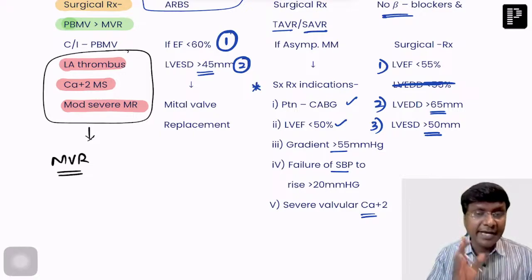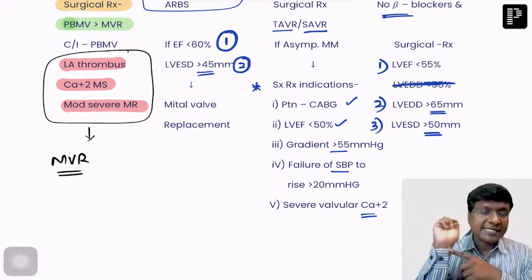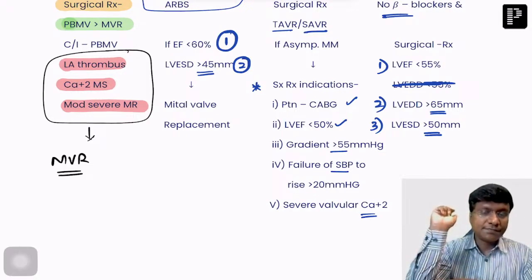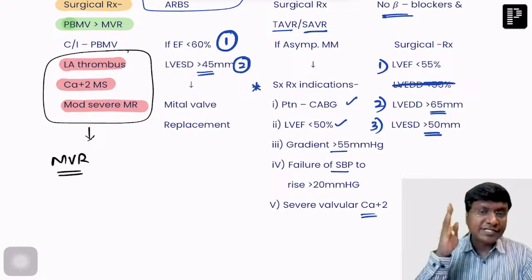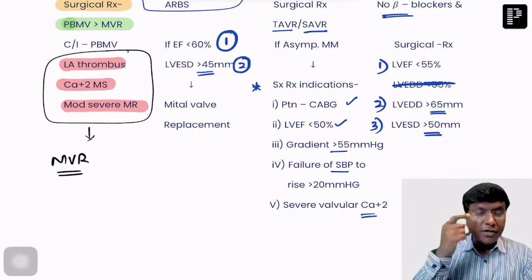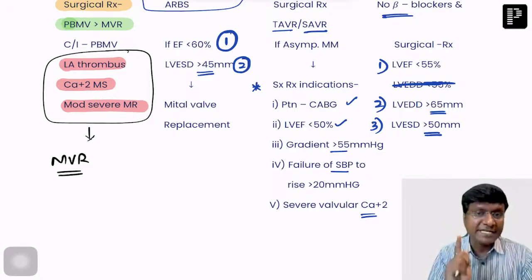So, but please remember, AR also, you'll have acute AR and chronic AR, and all the peripheral signs, right? Like your Quincke sign, the Corrigan sign or Corrigan's pulse, locomotor brachialis, then dancing carotids, de Musset sign, then Landolfi sign. All these peripheral signs are present only in chronic AR, but not in acute AR. That is very, very important. Please remember, all the peripheral signs are observed only in chronic AR, but not in acute AR.